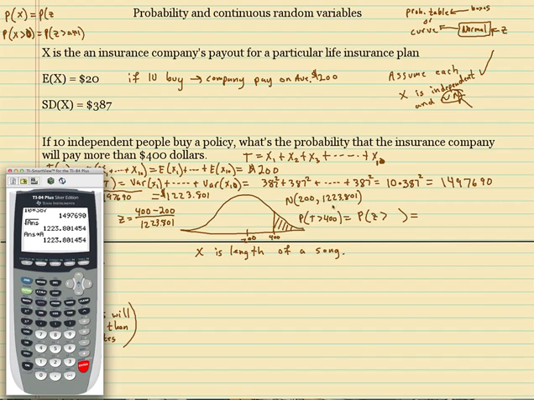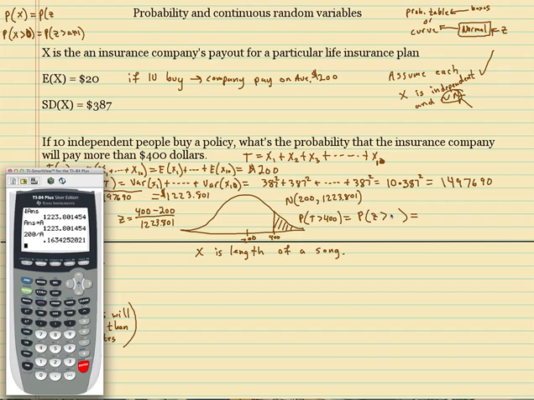I stored this number here in A. Okay, so it's 400 minus 200, which is 200. Okay, divided by, and I put this number in A. So it would be second, not second, alpha A. There we go.